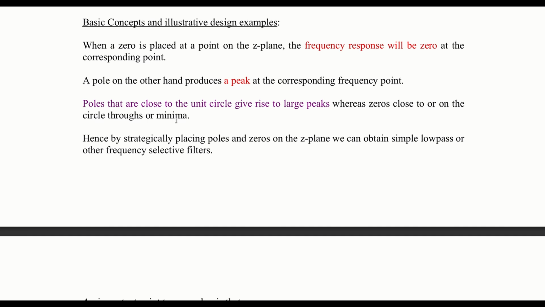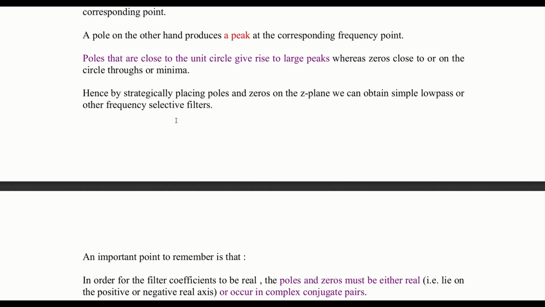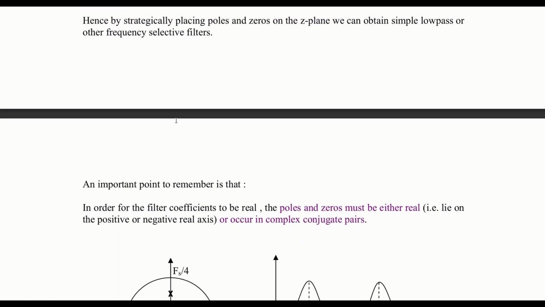And poles which are closer to the unit circle give large peaks, whereas zeros which are close to or even on the unit circle give the trough or the minima. Okay, so in a sense, when you strategically place poles and zeros, you can build a filter, and that's what this whole procedure of pole zero placement is about.